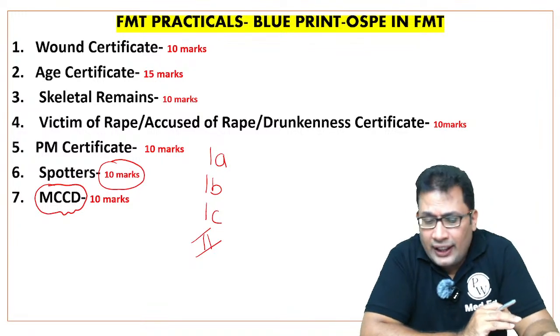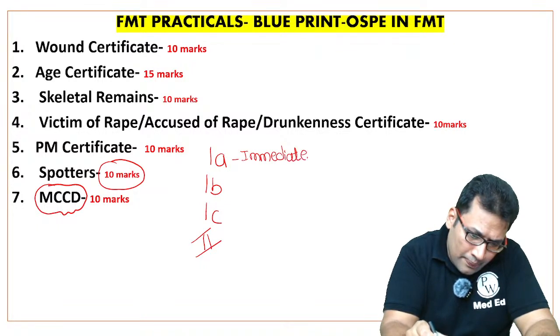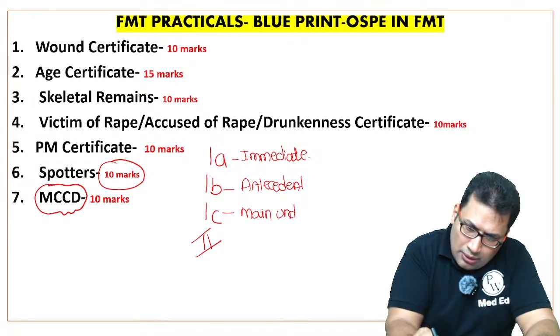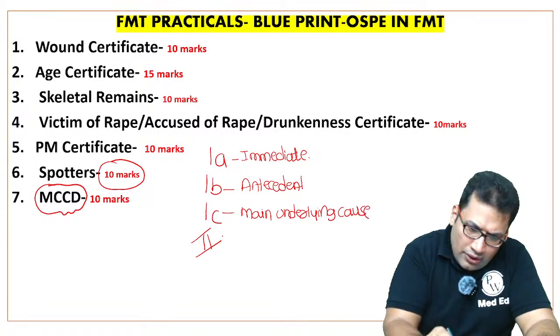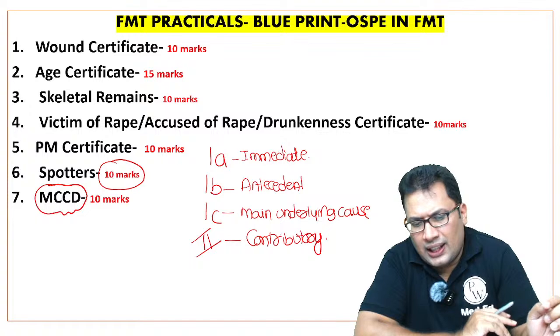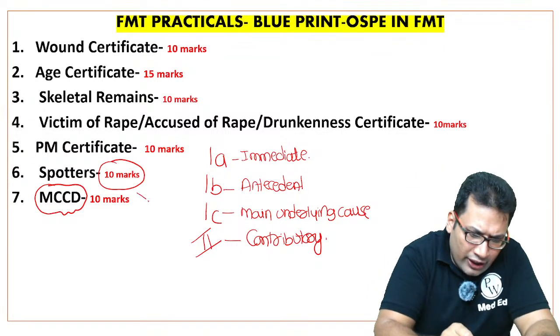As you know, 1A is the immediate cause, 1B is the antecedent cause, then 1C is the main underlying cause, and 2 is the contributory cause. So, very commonly asked: 1A, 1B, 1C and 2, that is contributory. Okay, MCCD, one very important exercise.